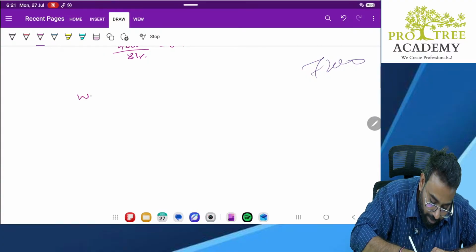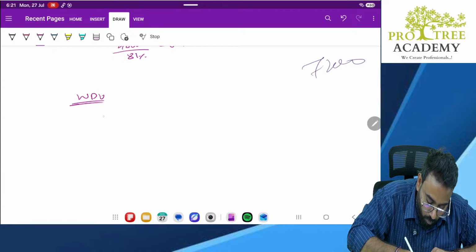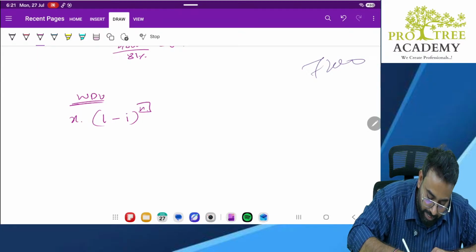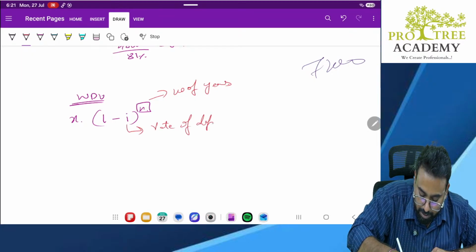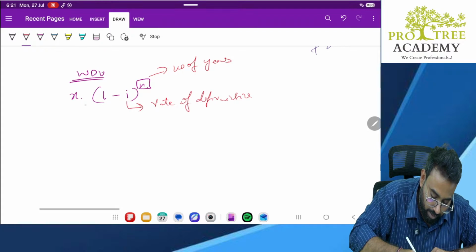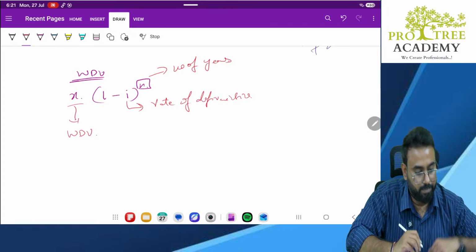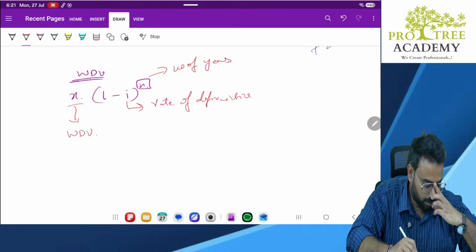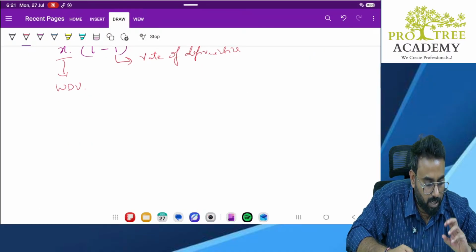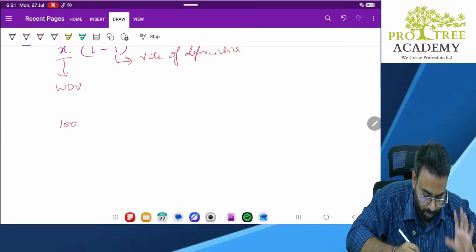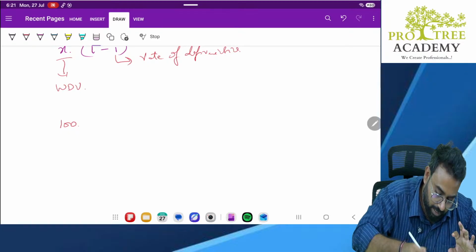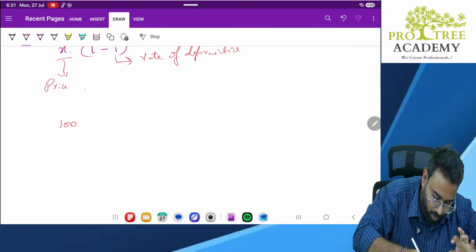What is the formula for WDV? Understand this. (1 minus i) raised to n into x. Sir, what is n? n is the number of years. i is the rate of depreciation. And x is your price. Clear? Now my question, what is this formula, sir? How does it help us? Simple logic, I'll tell you. Suppose our price is 100 rupees, this is either price or WDV. Okay.